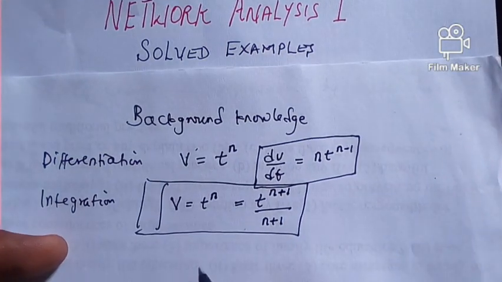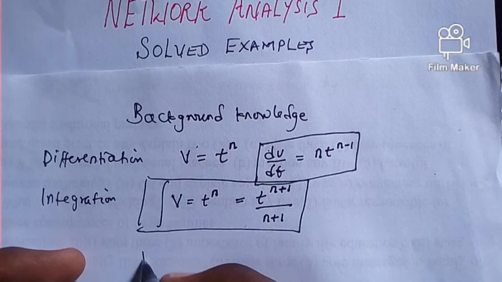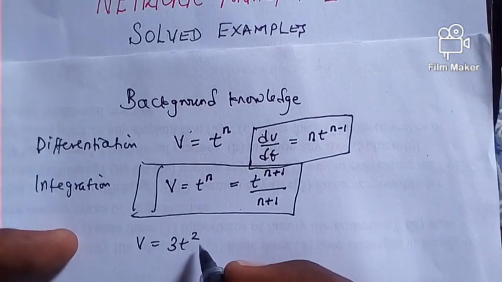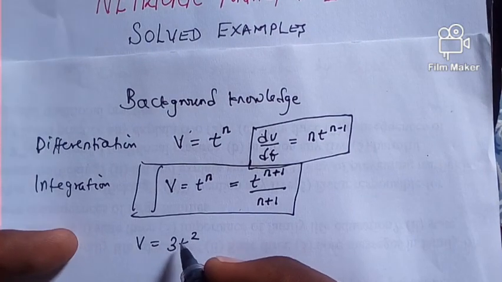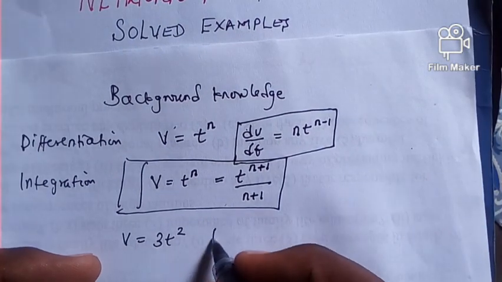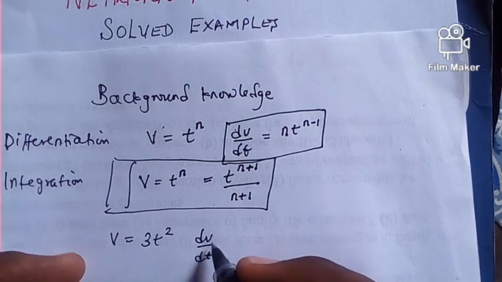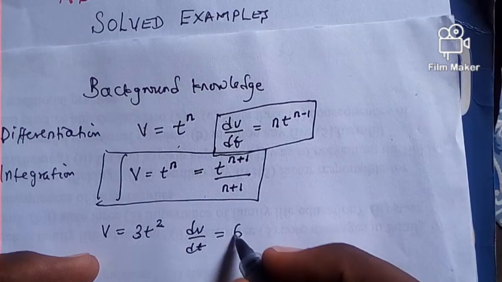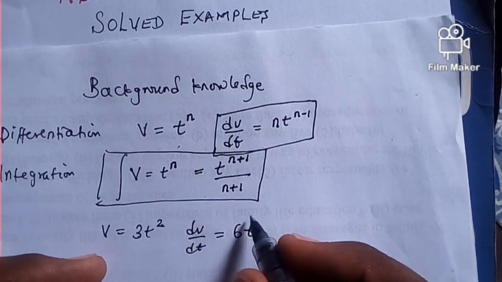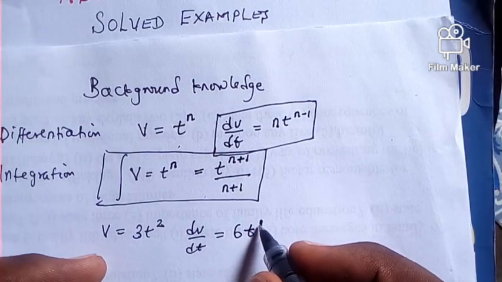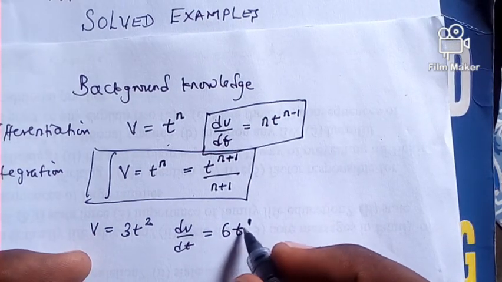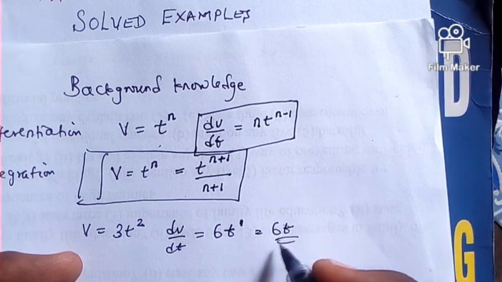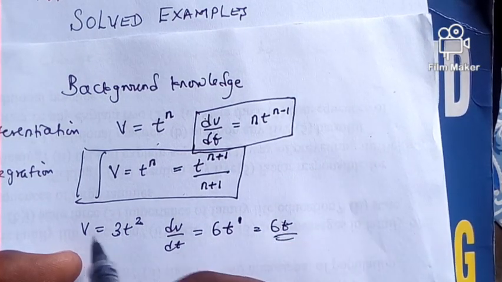Okay, now let's take some examples. Let's say we have v defined as 3t squared. Now, what is the derivative of this with respect to time? So dv/dt of what I have here is going to be 2 times 3, which gives me 6, and t to the power of 2 minus 1, which is 1. There's no point writing it as 6t to the power of 1, so you can simply write 6t, and that is the answer. That is the derivative of v.